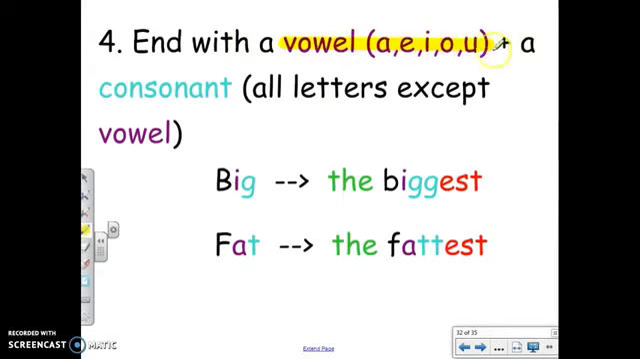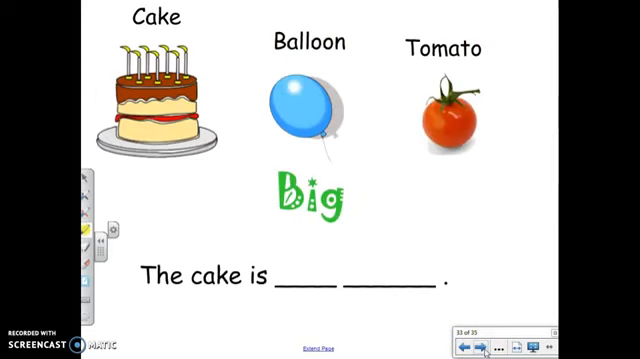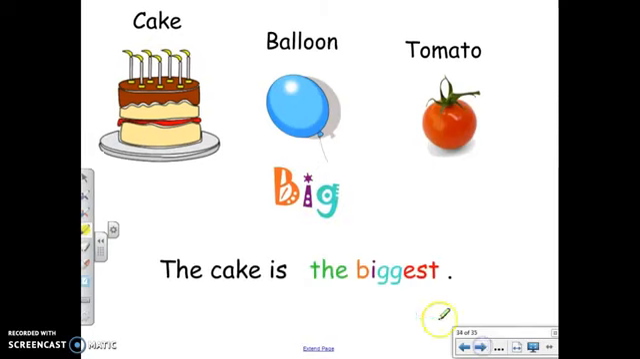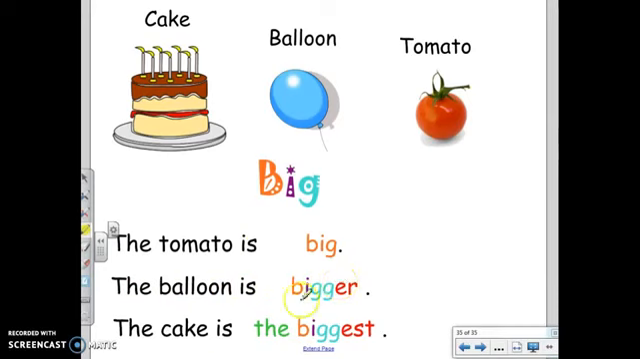The last type, same as the last one: when a word has a vowel A, E, I, O, U plus a consonant, we always double the last letter, double the G and double the T, and put est after it, and always have the in front of the adjective. The cake is what? How to spell the biggest? B-I-G-G-E-S-T. Double the G and put est. The cake is the biggest. Good job. The tomato is big. The balloon is bigger. The cake is the biggest. Good job, everyone.